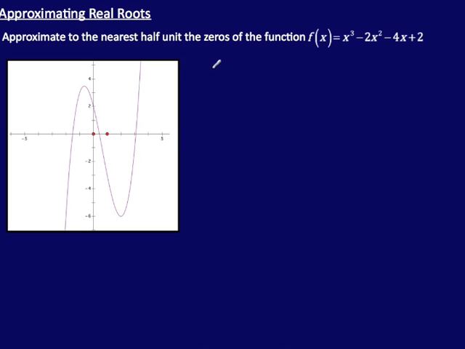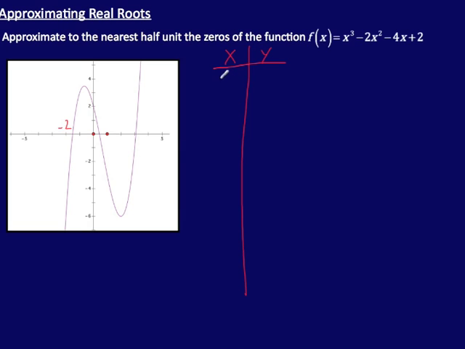What we want to make is a t-chart or table of values, whatever you want to call it, with x values and y values. This is the graph of x cubed minus 2x squared minus 4x plus 2. Here we've got about -2, and there's a zero between that and -1. There's a zero somewhere between 1 and 0, and there's a zero just about where 3 is. So I'm going to check all the numbers between -2 and 3. Actually, let's check it to 4.